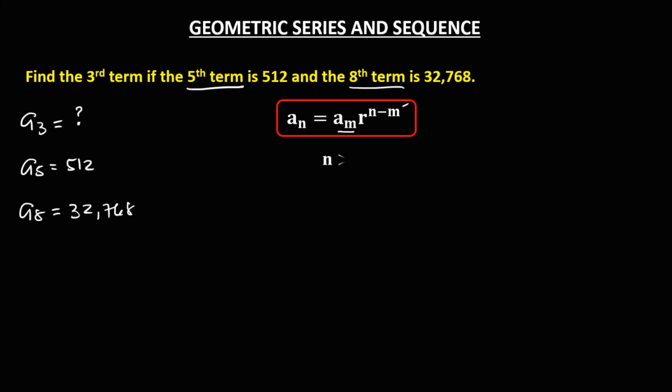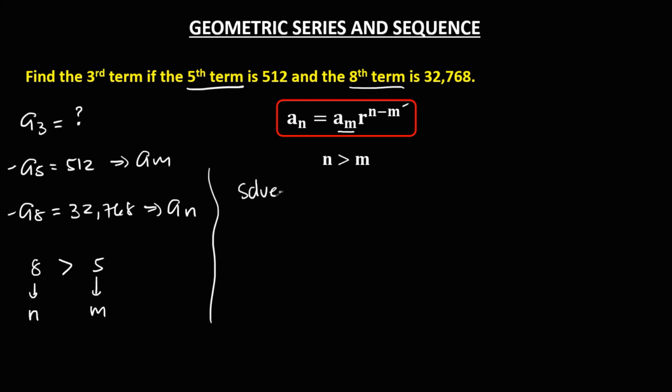Then take note that n is greater than m. So from this given, we have a sub 5 and a sub 8. And since 8 is greater than 5, therefore 8 is n and 5 is m. So a sub 5 is a sub m and a sub 8 is a sub n. So first, we need to solve for the common ratio. So solve for r using this formula.